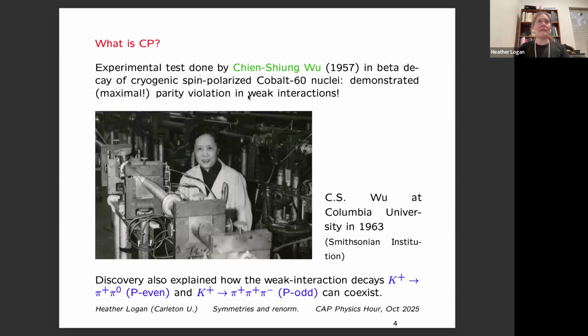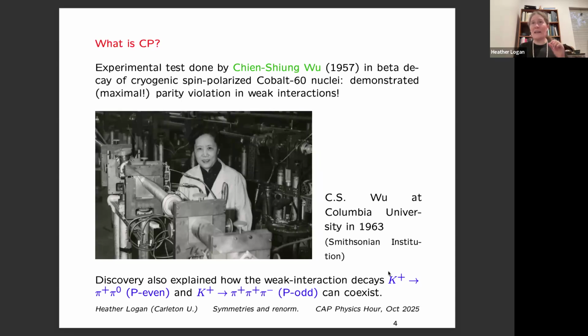This discovery of parity violation in the weak interactions also explained another mystery that was floating around at the time, which was the weak interaction decays of charged kaons. A kaon is a meson, a quark-antiquark bound state. The charged kaon, K plus, is a strange antiquark and an up quark, right? The bound state has net charge plus, okay?